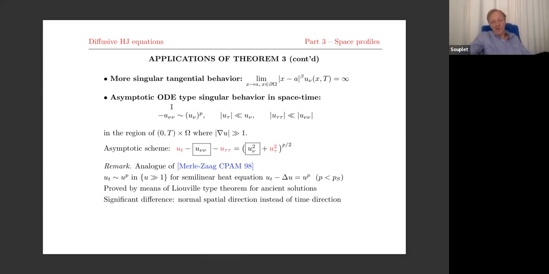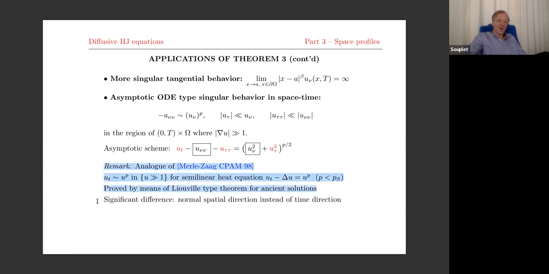And another, maybe even more interesting application is that you have asymptotic simplification of the equation in the singular regime. So in the part of the space-time domain where the gradient is very large, this can be made precise. I write the equation in 2D like this. The two relevant terms in the equation are the normal component of the diffusion and the normal component of the gradient, and these are equated asymptotically, which means that the tangential derivatives and the tangential part of the diffusion are of smaller order in the singular part of the solution.